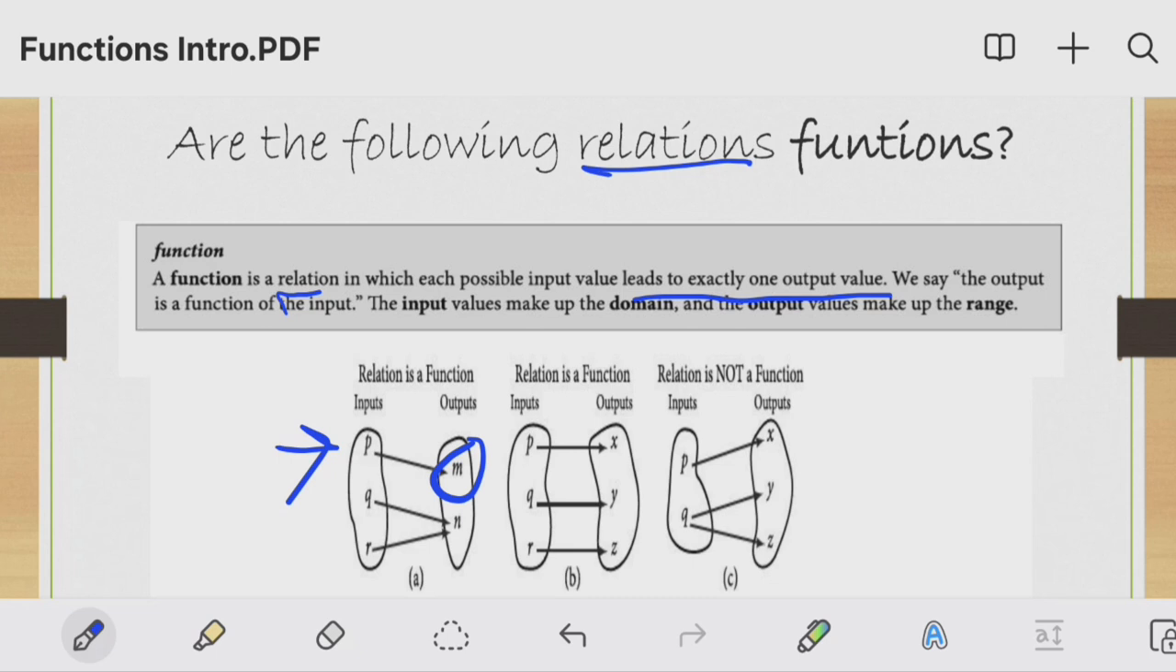Whereas when we look at letter B, they say, is this relation a function? Of course, when you look at the inputs there, each possible input value leads us to exactly one output value. So that relation is a function.